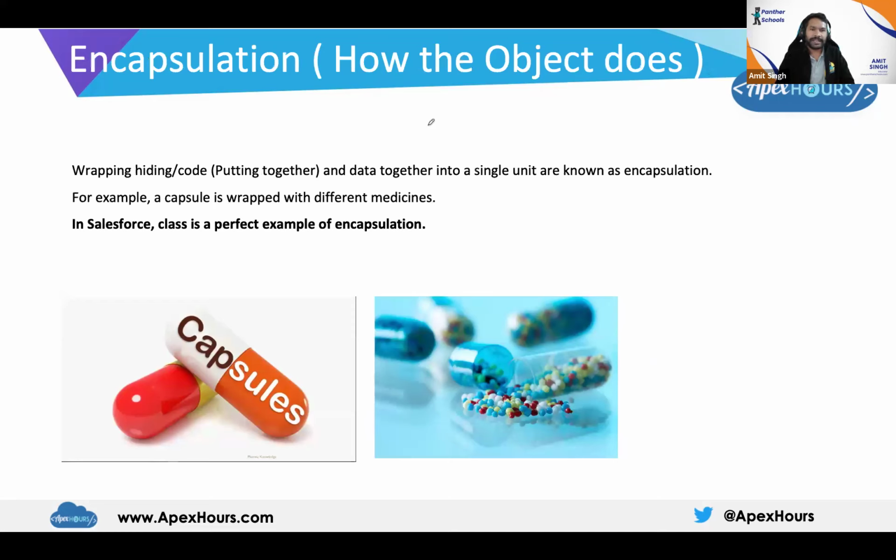Now, coming back to encapsulation, and here is what it says: how the object does. Abstraction says what the object does, encapsulation says how the object does. So, you need to understand the key difference between these two concepts, how the object does and what the object does. How the object does is mainly for the internal developers who know how actually things happen, right?